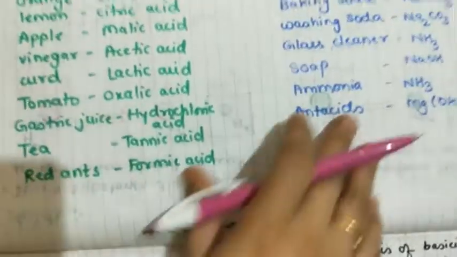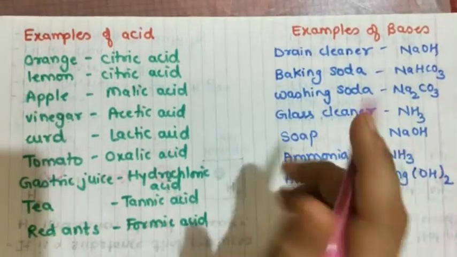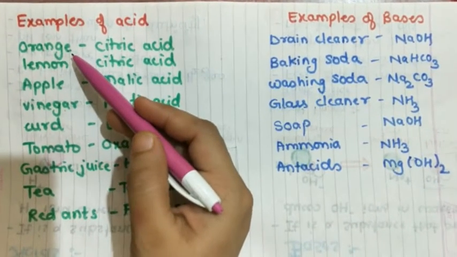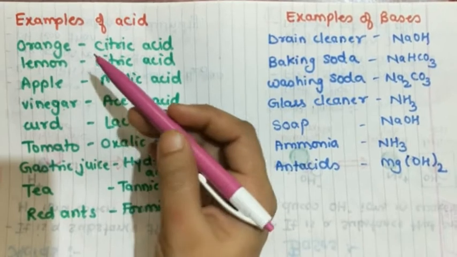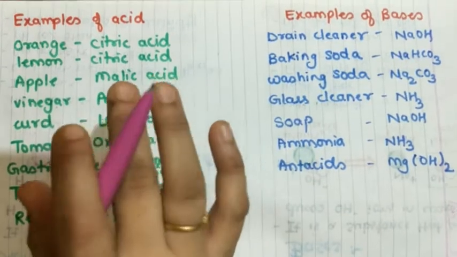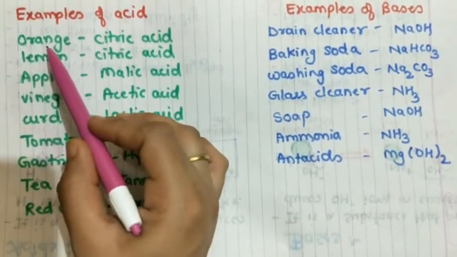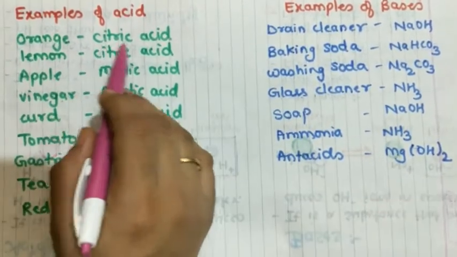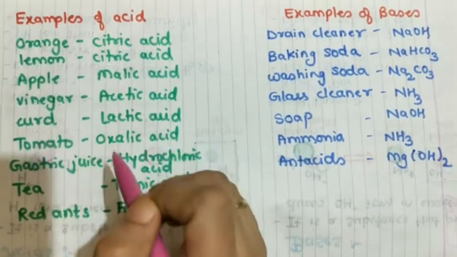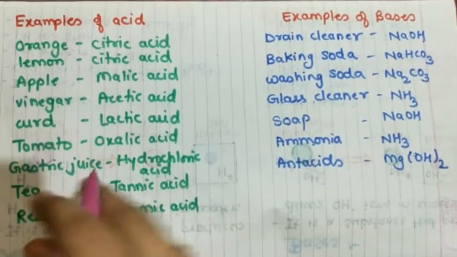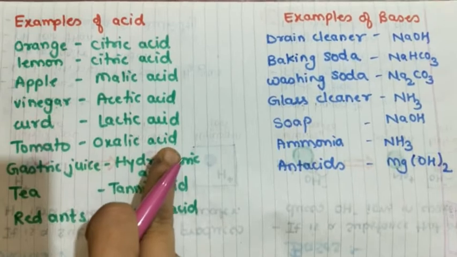Let's talk about some more examples to understand it more clearly. If we talk about acids, whenever there are citrus fruits, they all contain acids. If they are sour in taste, then there must be presence of acids. For example, orange and lemon contain citric acid, which is ascorbic acid. Apple contains malic acid, vinegar contains acetic acid, curd contains lactic acid. Tomato contains oxalic acid.